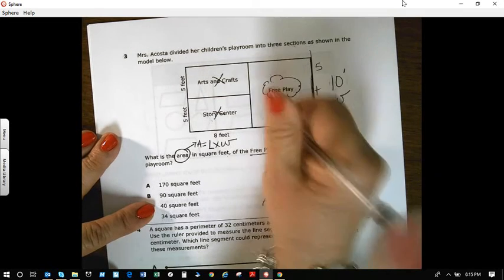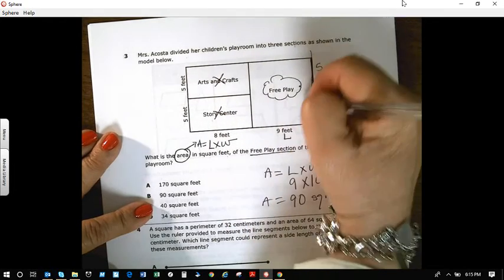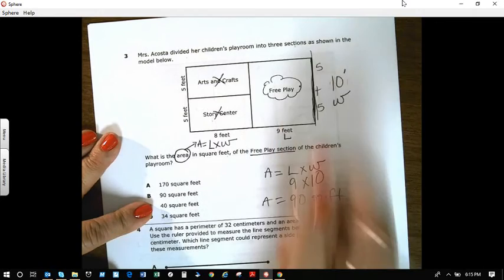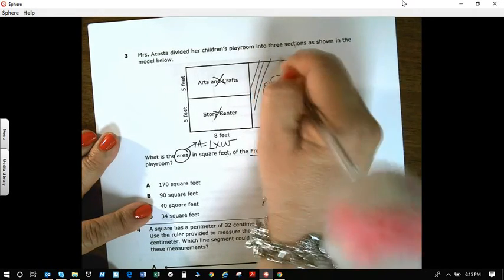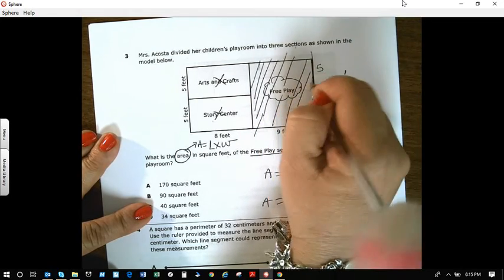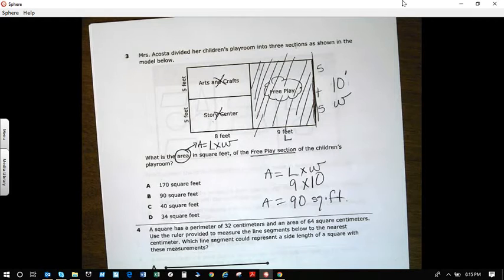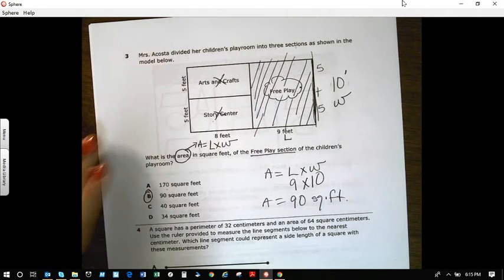So it'll be 90 squares in here. I have 9 that go across, and I have 10 that are up, so 90 will fit in this whole area. And this is the area that you're looking for. So if the area confuses you, you know that you're going to do the whole thing, so you can do something like this as well. And so the answer is B.